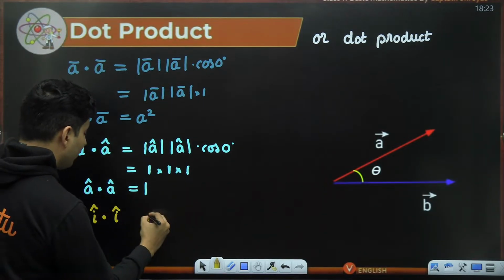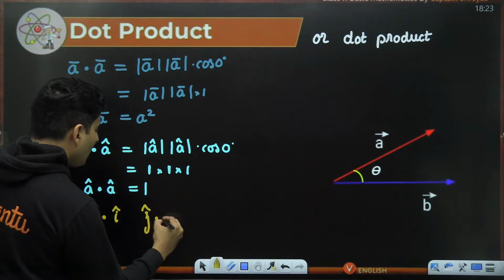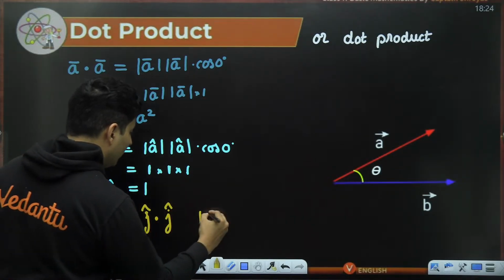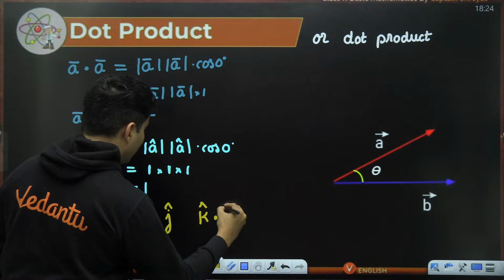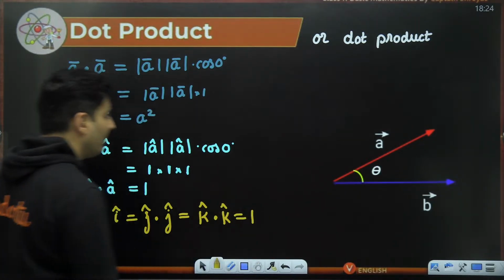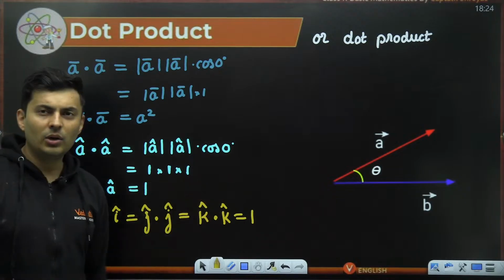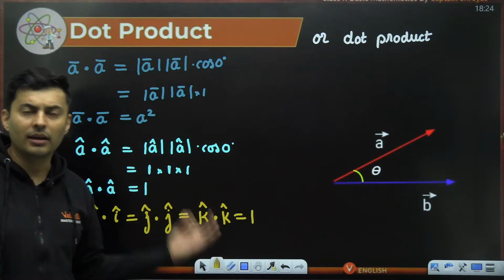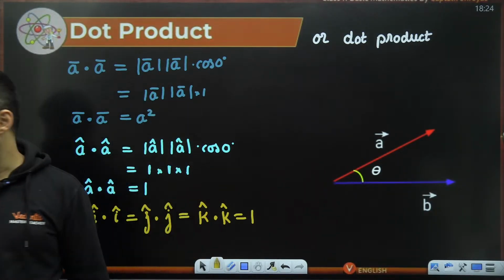Then what if I do i hat dot i hat, or j hat dot j hat, or k hat dot k hat? All of them are unit vectors dot producted with themselves. They will always be 1. I dot i, j dot j, or k dot k will be exactly equal to 1.